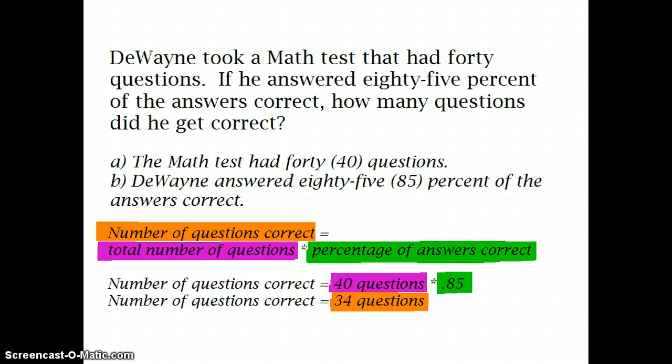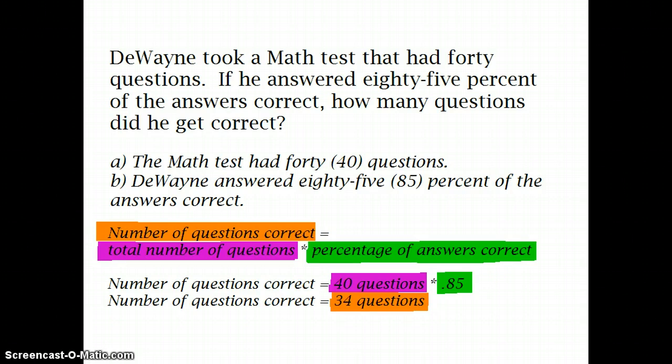Remember, before you multiply a percent, make sure you convert it to a decimal. So 85% converted to a decimal is 0.85. When I multiply 40 questions times 0.85, the number of questions he answered correct is 34 questions.